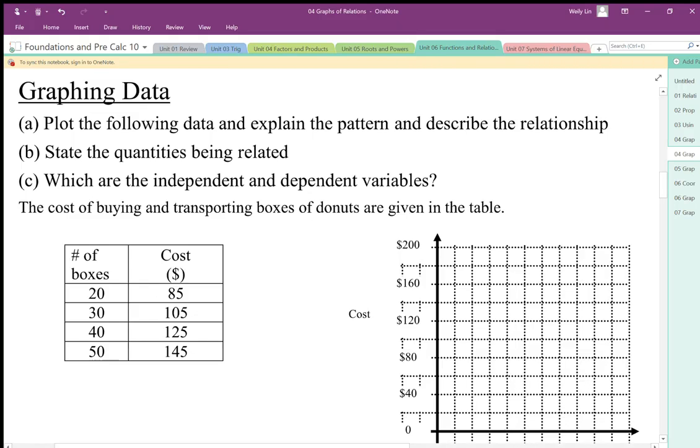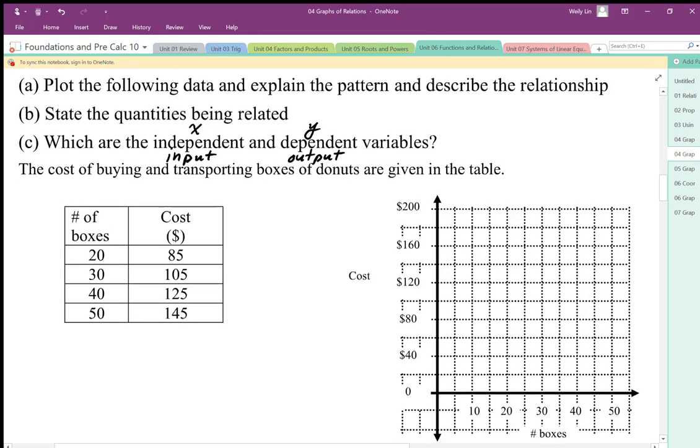Okay, so when we talk about independent, we're really talking about the x variable, and the dependent would be the y variable. The x is horizontal, y is vertical. We can also talk about the input, which is the independent, and the dependent is then the output. We also talked about domain and range. Domain is our input, range is our output. It's important to connect these terms with these variables.